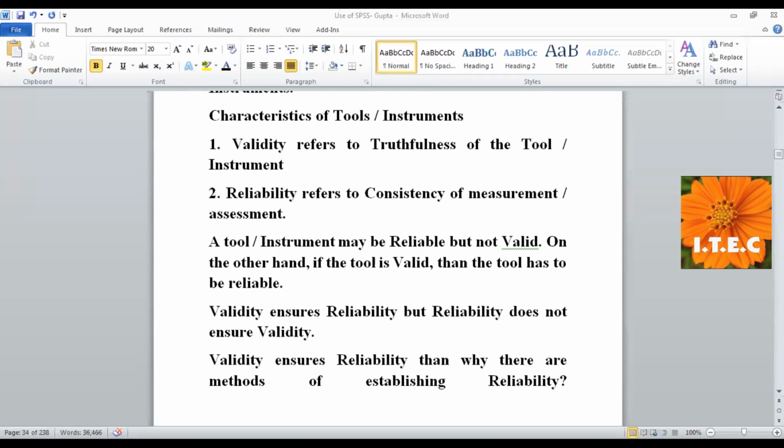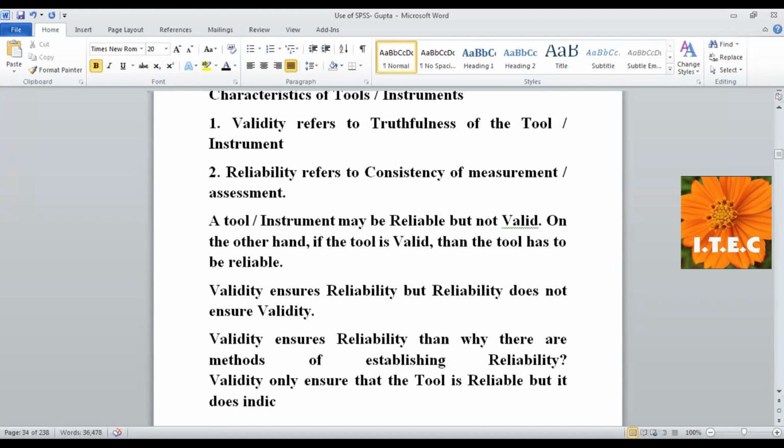Let me answer this. Validity only ensures that the tool is reliable, but it does not indicate the degree of reliability.